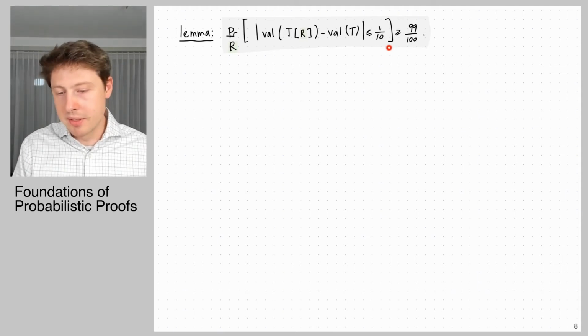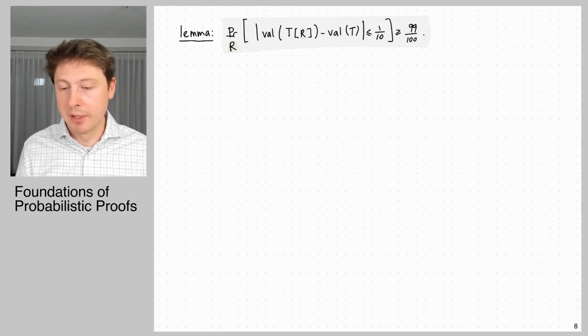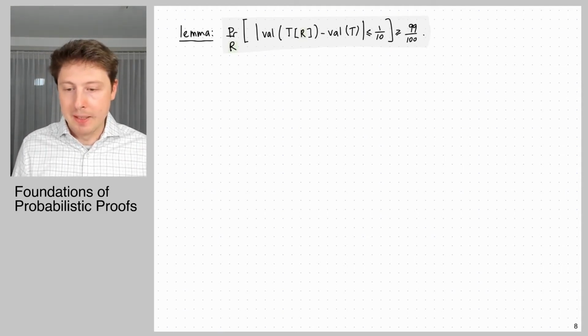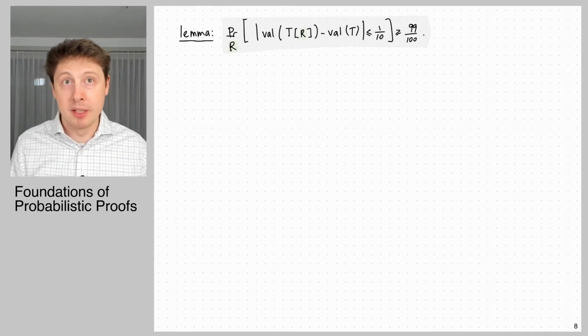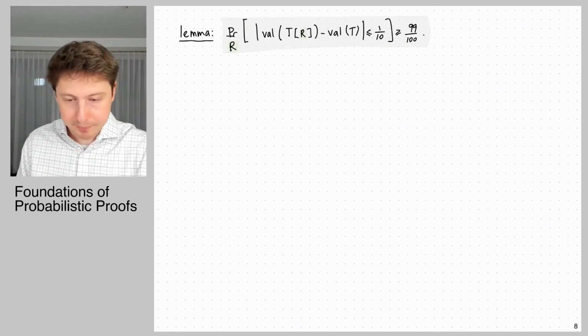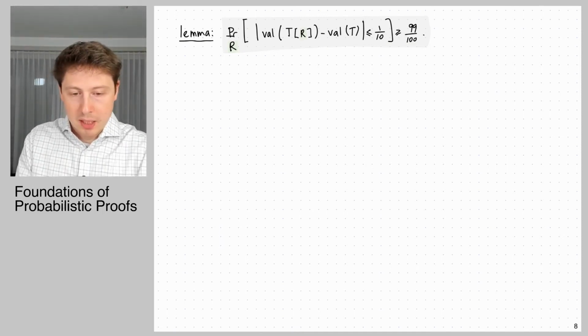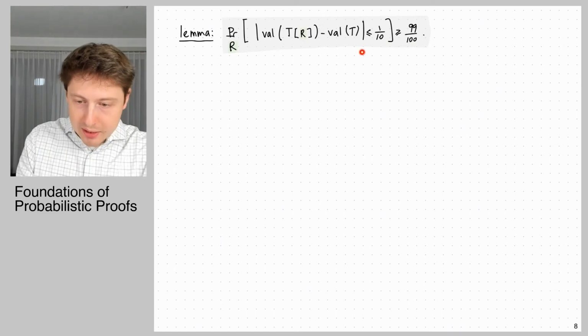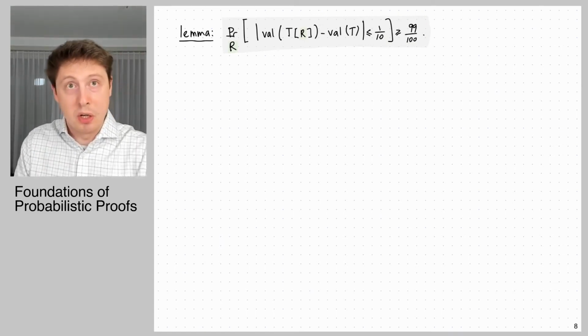Whenever you see arbitrary constants like this, they're typically quite arbitrary. And we'll see where they come from, and you can sort of parameterize the entire statement if you want. Not that difficult. All right, so this is the correctness of the algorithm, and now we're going to try to prove it, okay?